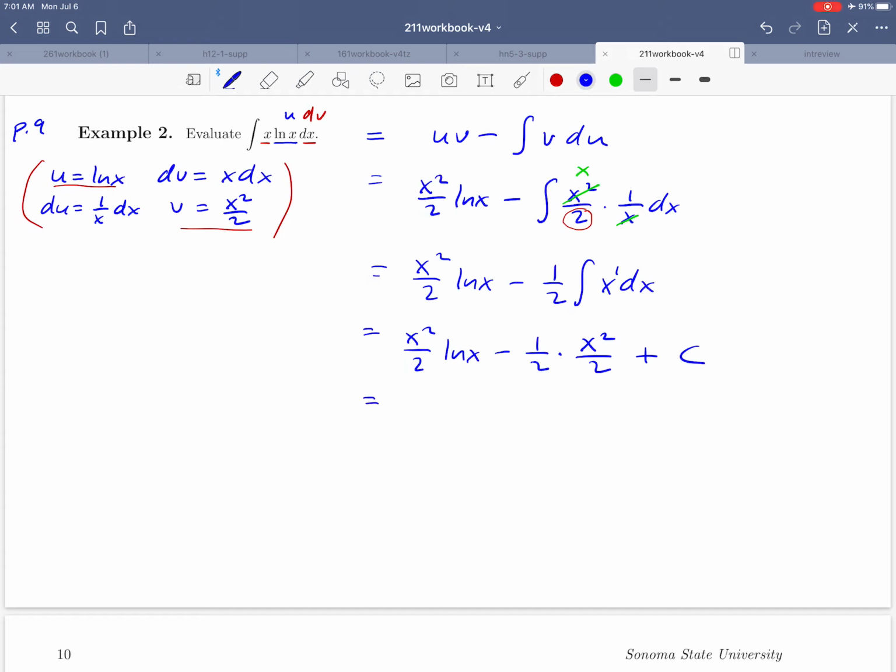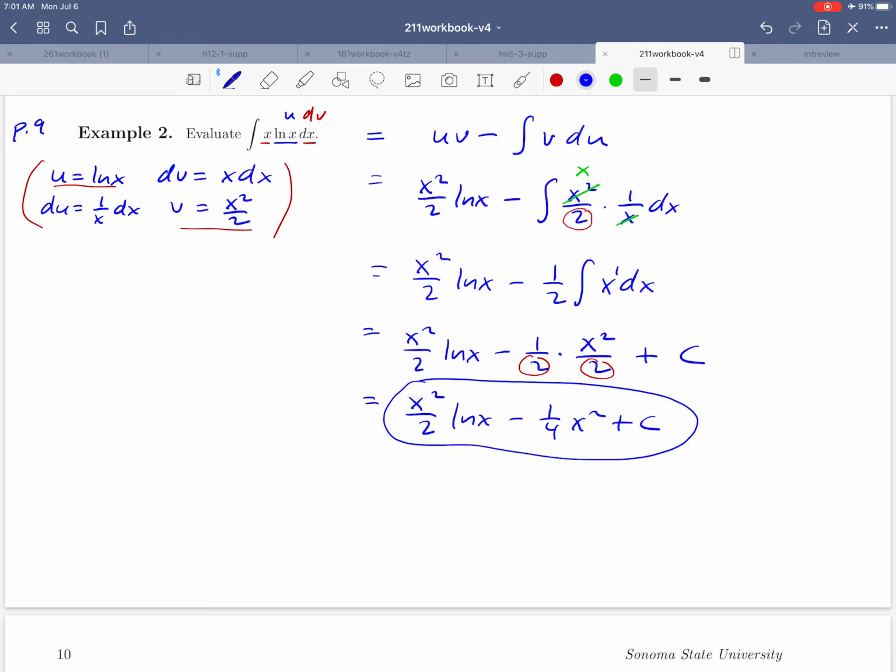Okay, and we're basically done. We could maybe do a little bit of simplifying here. So we've got two 2's in the denominator. How about if we put those together into 1/4? So we've got minus a fourth x squared plus c. And there's our antiderivative.